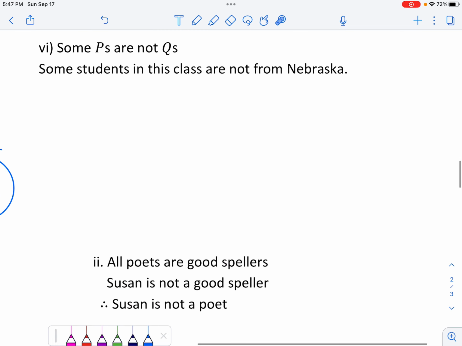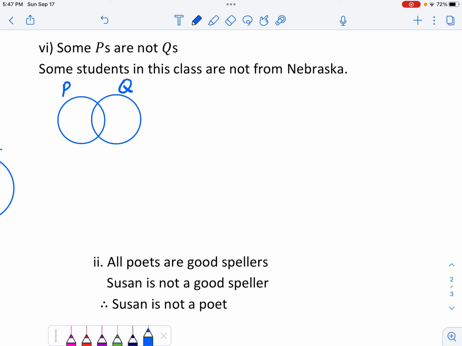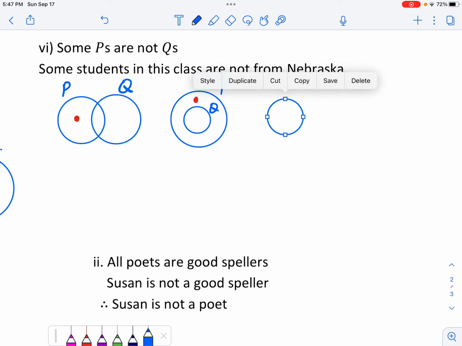All right, the last one is some P's are not Q's. We kind of looked at this earlier, so to represent that, this is the first possibility. This is P, this is Q, and see, some P's are not Q's, right? Or this is another one, P, Q, and then you see some P's are not Q's, right? And here's the last one. Think about the last one. So before you resume the video, think about what would be the last possibility to show some P's are not Q's. Okay, so this is the last one.